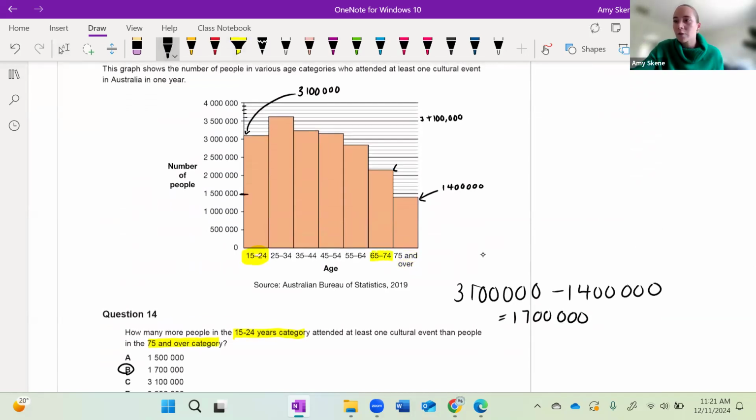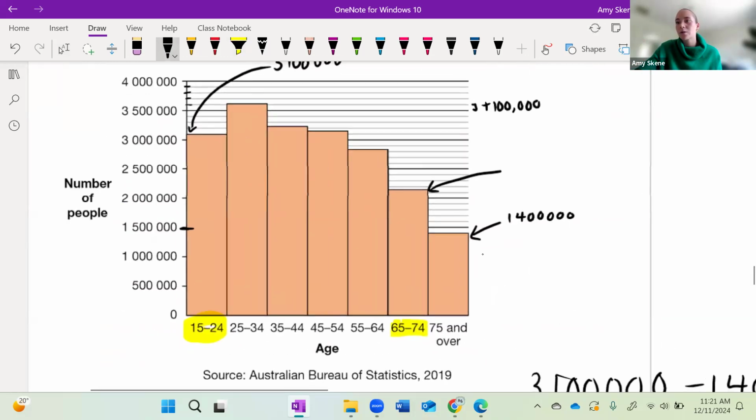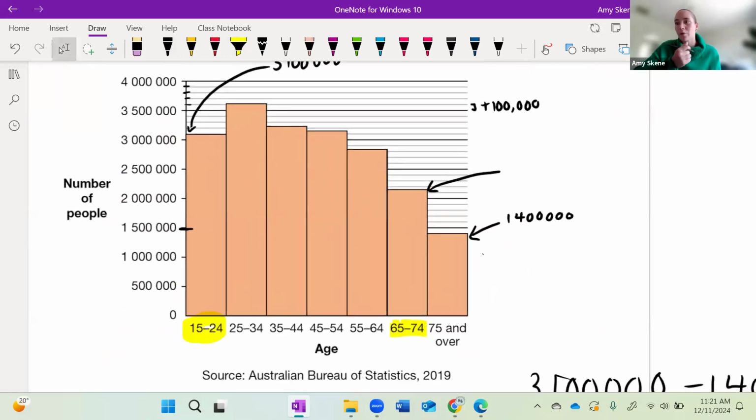I'm going to check the number of people in this age group based on the way that I just thought about it before. I can see that it's actually not exact on either of those lines, but I'm going to approximate. So it's just above 2 million. So it's roughly above 2,100,000. Keep that in mind.